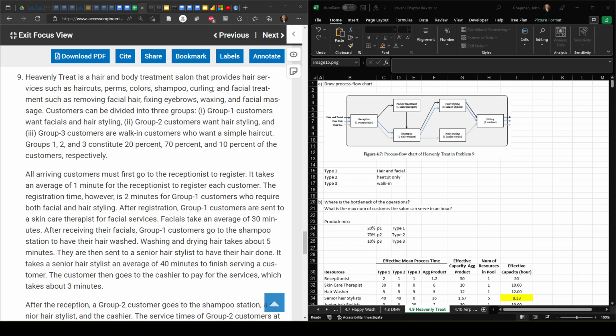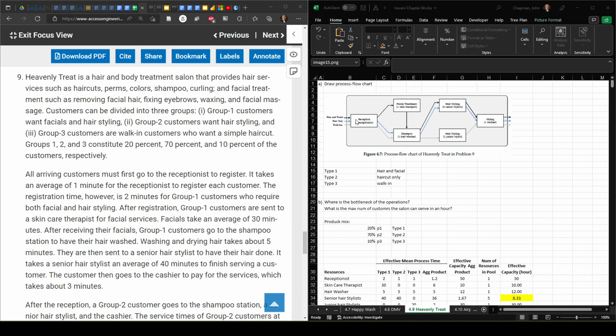Okay, here is a video for problem number 9 at the end of chapter 4. This problem is about Heavenly Treat, which is a hair and body treatment salon. And here is the process flowchart.